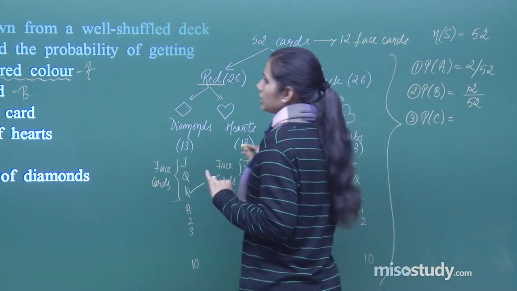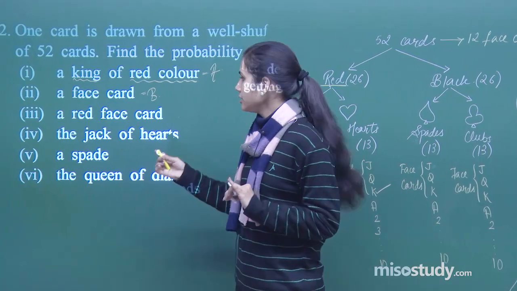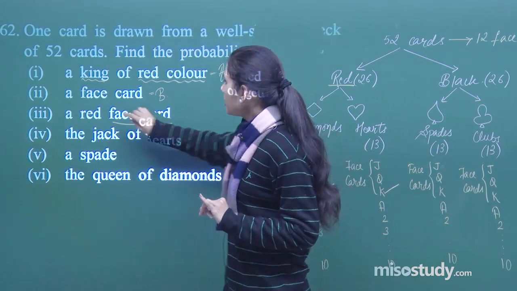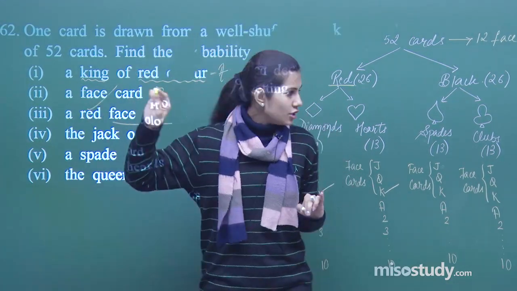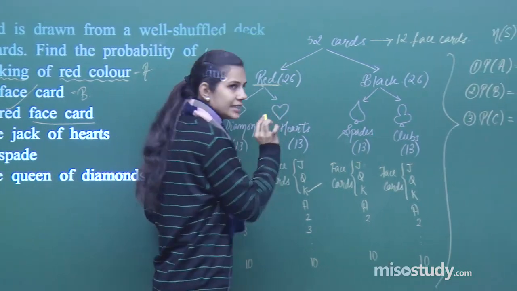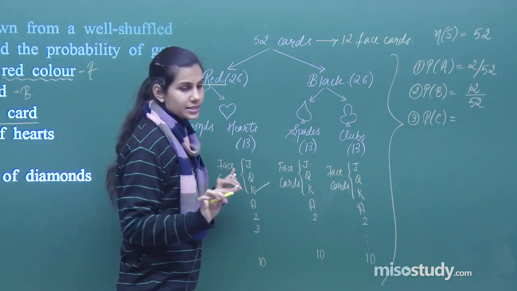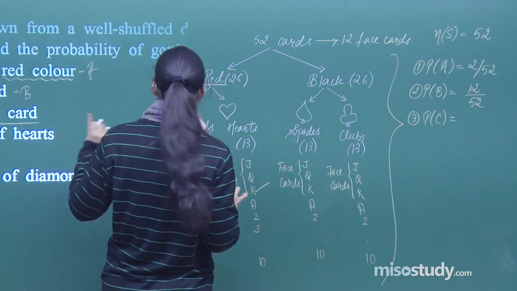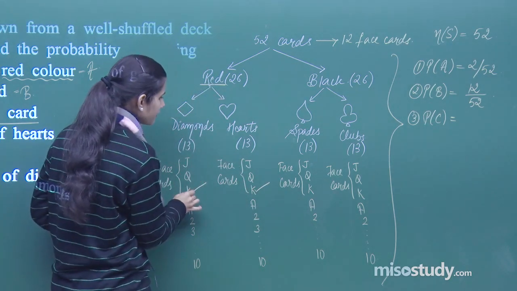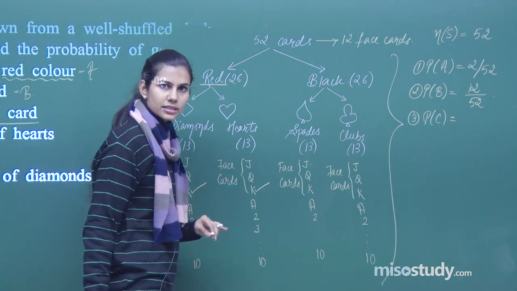Then I have a red face card. So you want a face card, that too of red color. So red colored cards are these, 26 red colored cards are there. Out of these 26 red colored cards, a red face card. So these 3 are red face cards and these 3 are red face cards.